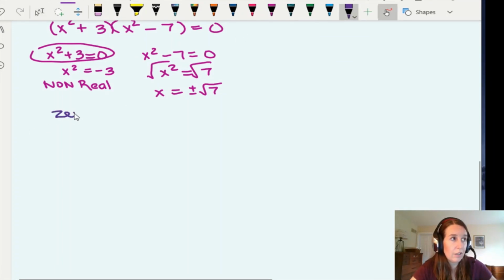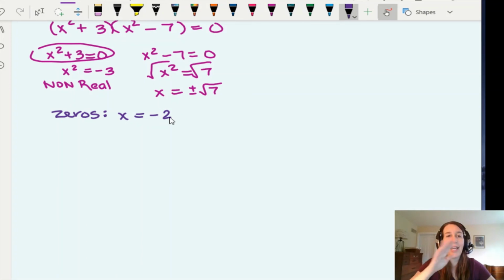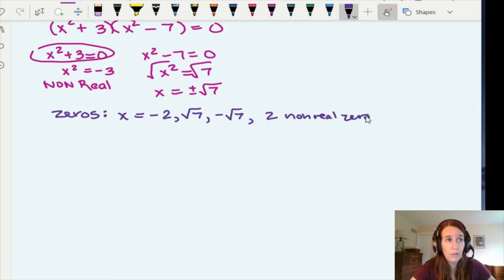So here are the zeros. Okay, so first of all, we had x is equal to -2. Technically, it was -2 and -2. And then we have the square root of 7. We have negative square root 7. And then we have 2 non-real zeros. You don't have to list those because we're really finding what are the real zeros in this section. But in factored form, we're still going to use that factor.